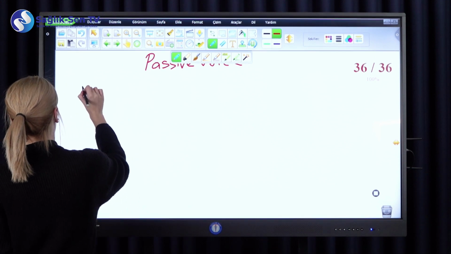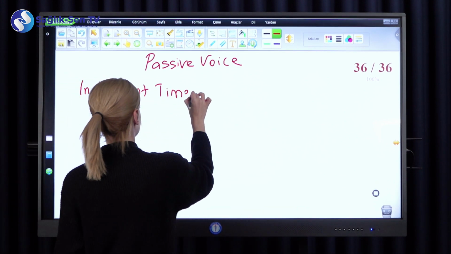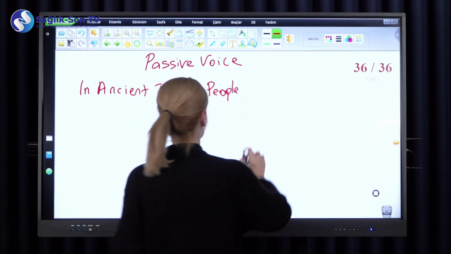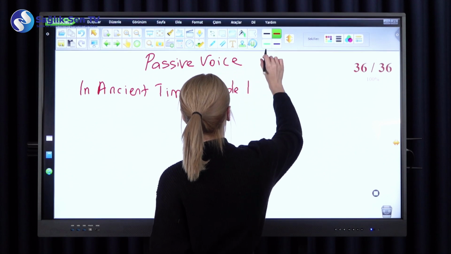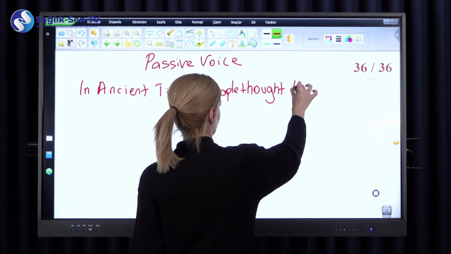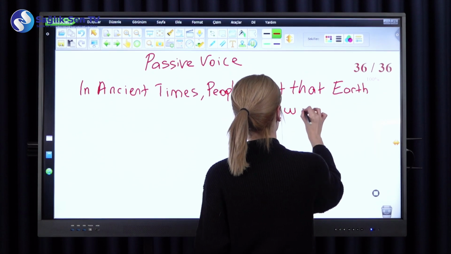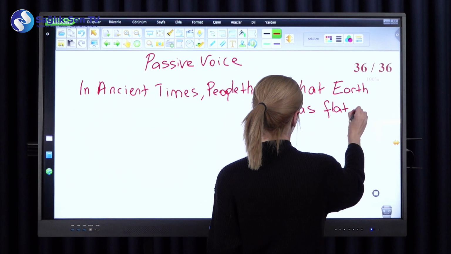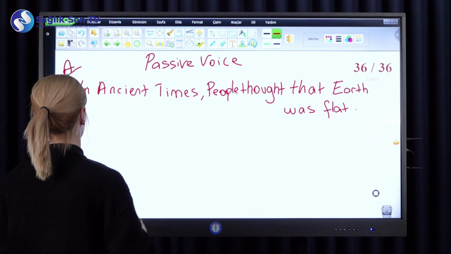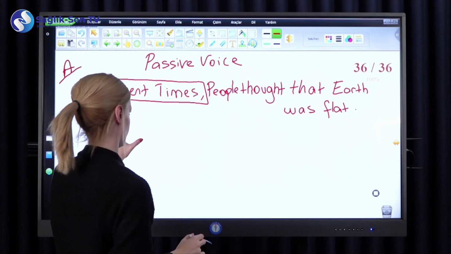In ancient times, people thought that Earth was flat. This is my active sentence. I gave a time phrase in the beginning of my sentence.